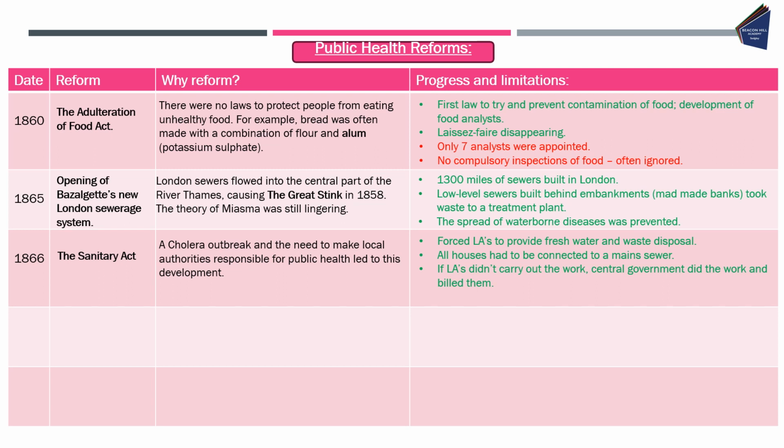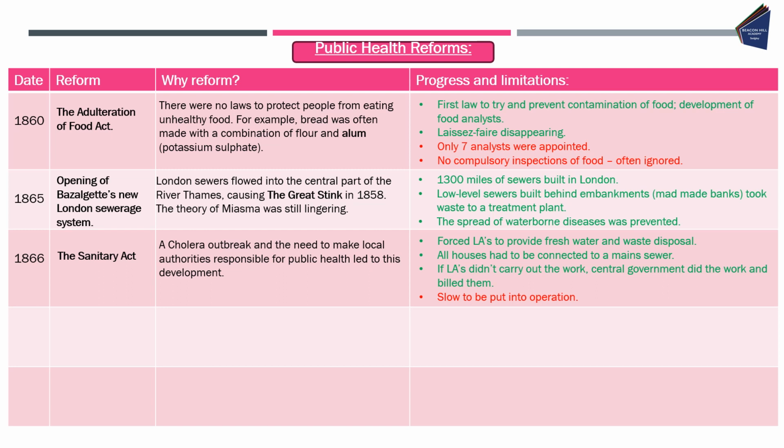If local authorities didn't carry out the work, then central government did the work for them and billed them for it. So this was pressure from central government to make local authorities act, because if central government did the work, the likelihood is the cost would be much greater. In terms of a limitation, it's just very slow to be put into operation. So there's clearly a move towards improving living conditions for people by 1866, especially in terms of water and waste. It is just slow to be enacted.